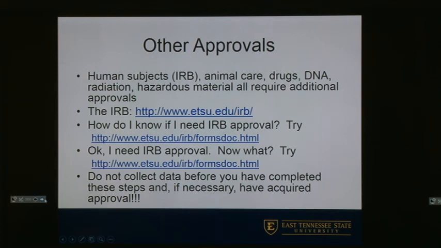Do not collect any data at all, in any way, shape, or form, if you need IRB approval, without having IRB approval in place. To conduct human subject research without IRB approval is against university policy, against state law, and against federal law. Your data will be at best unpublishable and useless. At worst, it's a major violation of research ethics, and you can be dismissed from the program for that.